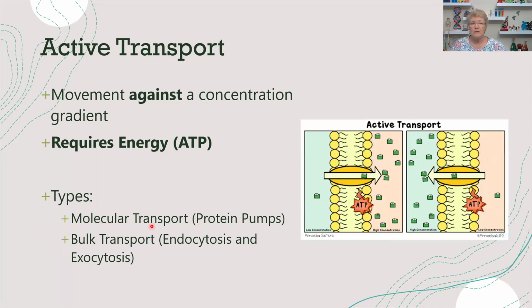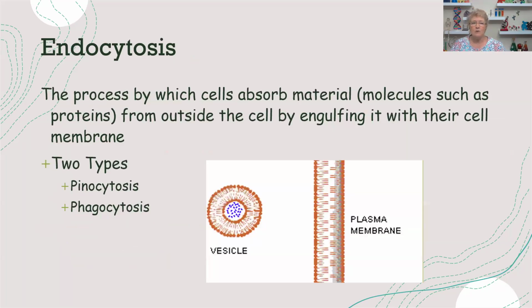And there's a couple different kinds. There's molecular transport, protein pumps. This is a big one for the body. And then there's bulk transport, exo and endocytosis. So let's look at endocytosis first.